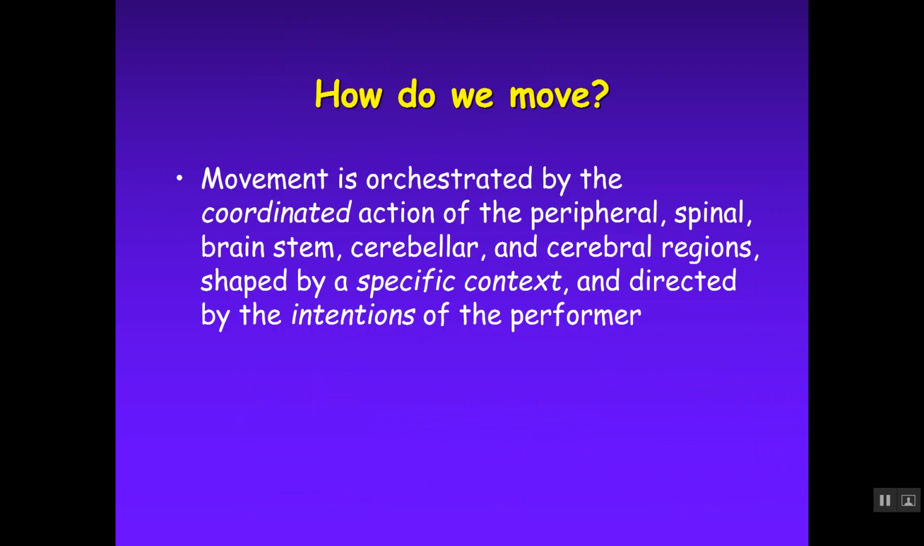So how do we move? It's a very complicated process to make it look coordinated, but it involves the peripheral, spinal cord, brainstem, cerebellar, and cerebral regions. It's shaped by a specific context and directed by the intentions of the performer, if it's a voluntary task. Always, whenever we talk about motor learning, motor control, or clinical neuro, you're moving within an environment, and the environment shapes what you do. If I'm standing on sand versus a firm surface, how my muscles have to respond to destabilization and keeping my balance is totally different. Or if I'm working in the dark, or lifting something very heavy versus very light, that's always going to shape the context. So you can't separate that out.